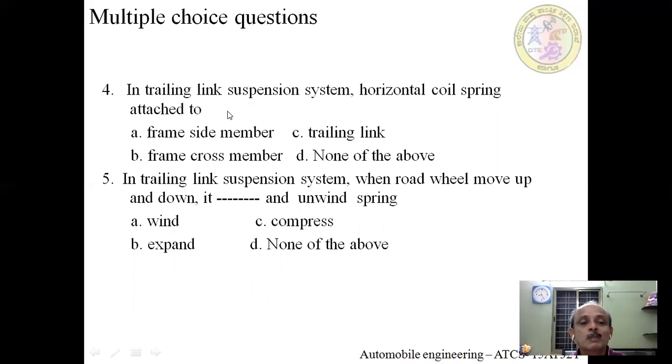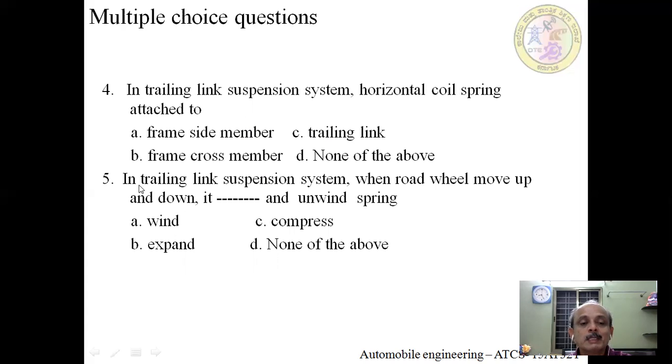Now the fourth one: in a trailing link suspension system, the horizontal coil spring is attached to what? The options are frame side member, frame cross member, trailing link, and none of the above. Normally it is attached to the trailing link. So C is the answer, the trailing link.